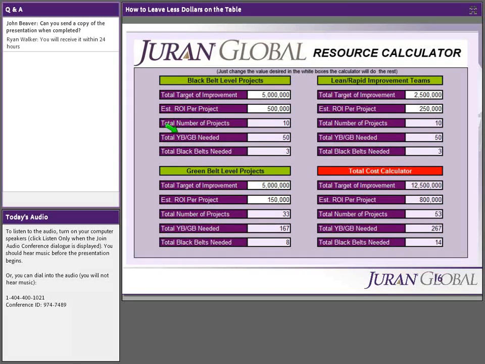So if we were to say that we have a $5 million opportunity and we have $500,000 per project, then naturally we need 10 projects. And we need some people to work on those projects, so we need about 5 people per project. And we also want to have some experts coaching them, so we need 3 black belts. In this case, this company has a $12.5 million target of improvement, which was half of the $25 million cost of poor quality. So they said, let's try to cut cost of poor quality in half. And so they looked at the problems and they said it falls into this category.